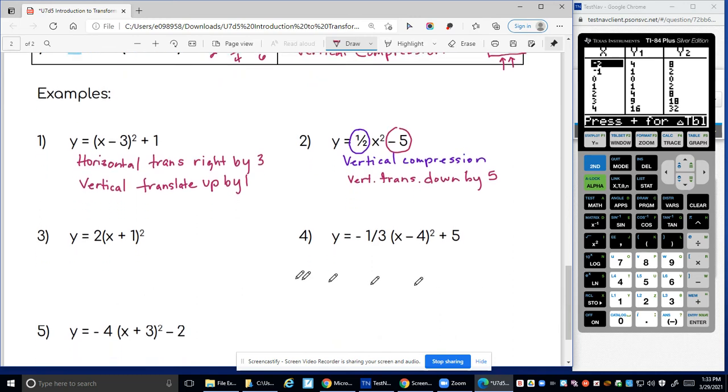Let's look at this one. We got two things going on. First thing, this right here in front of, instead of being 1/2, it's a big number, so we're stretching. It's a vertical stretch.